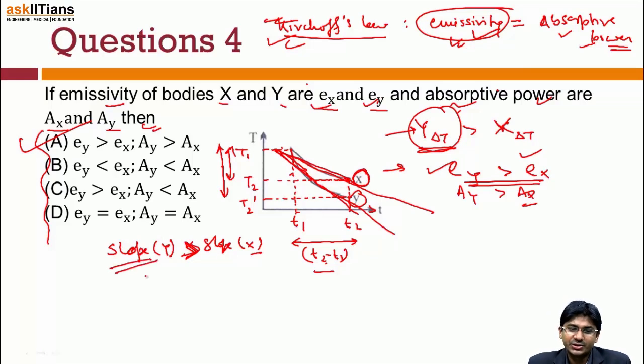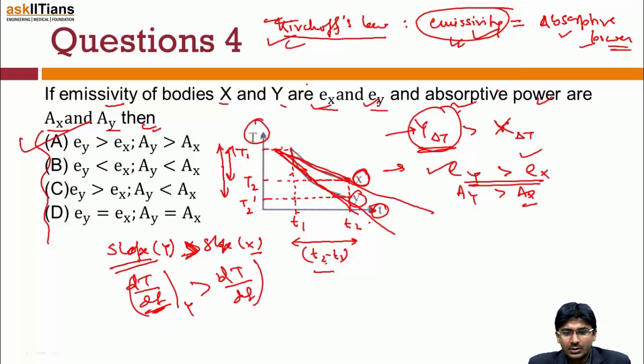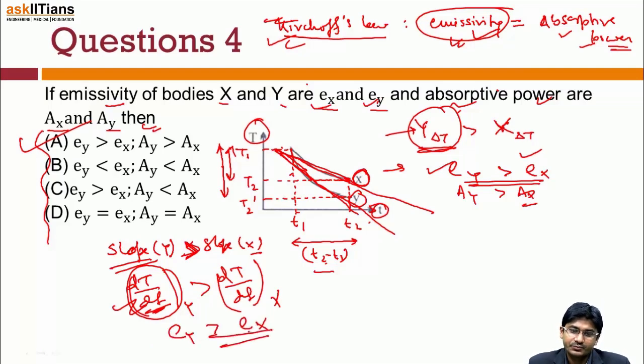What does that mean? What is the slope? Slope is dT by dt, because this is capital T, this is small t. Change in temperature with respect to time of Y is greater than the X. What this means? If the rate of change of temperature of Y is greater, that means the rate of heat loss by Y is greater. So that would simply mean that emissivity of Y is greater. So you can follow either of the methods and you can find out the solution.